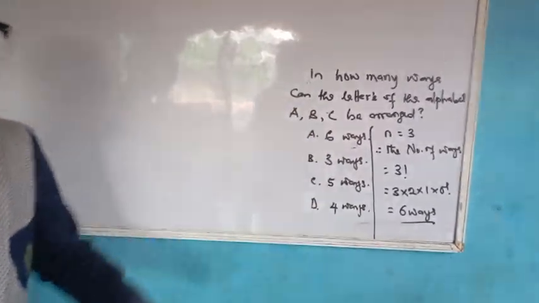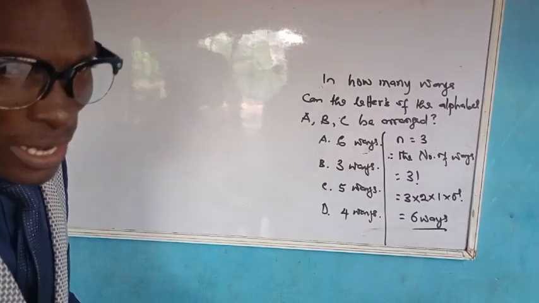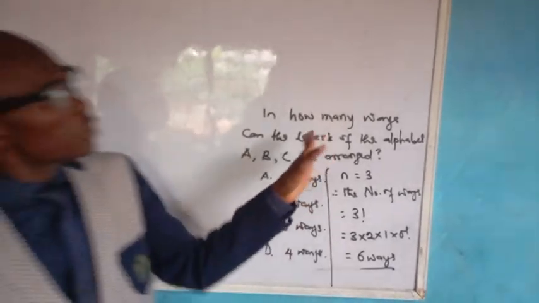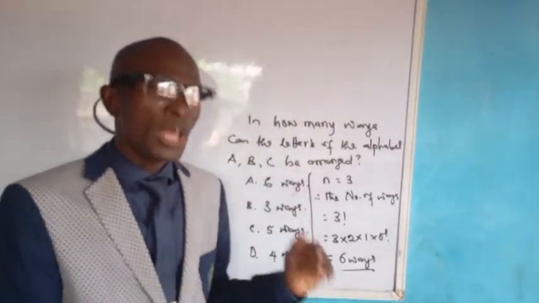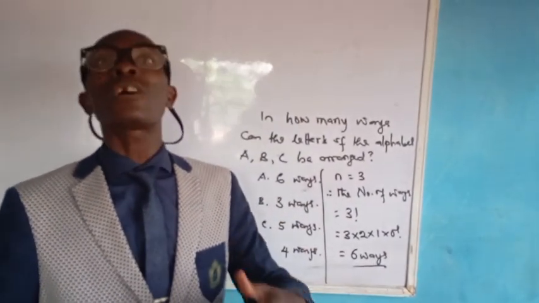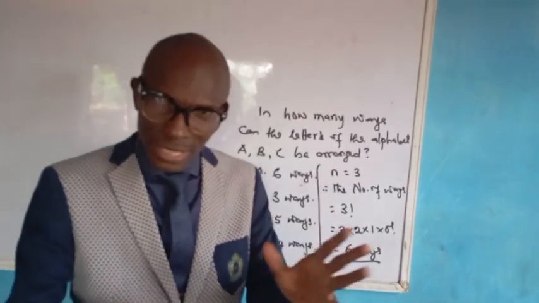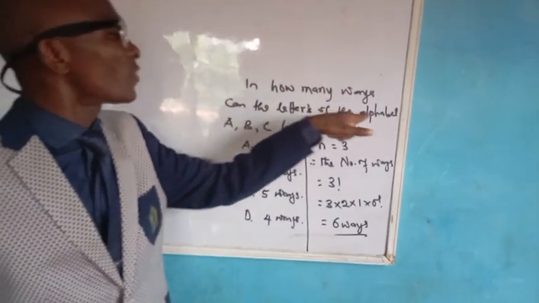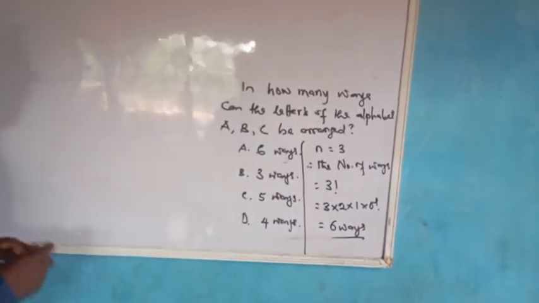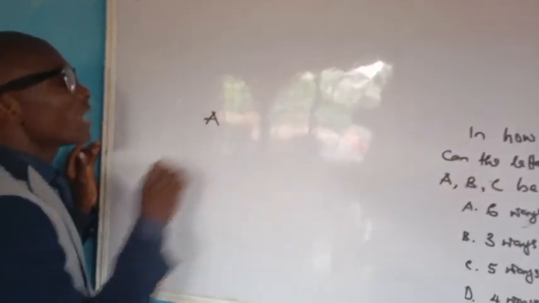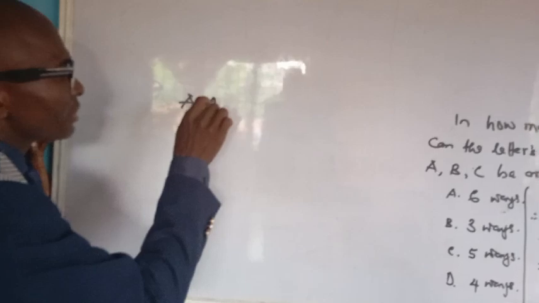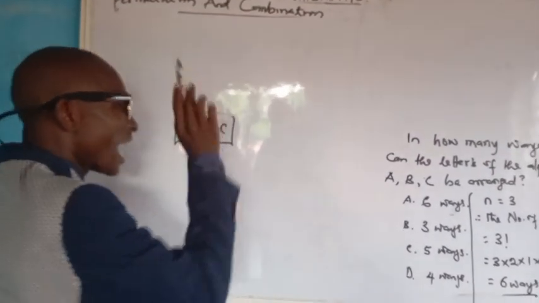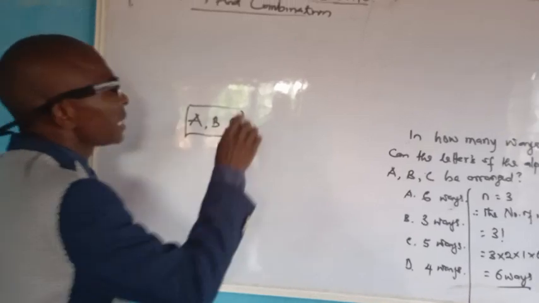In another way round, they can still give you a question like the one I just explained. If I want to thoroughly explain it, there are other ways I can explain it. Look at me. When they ask you, in how many ways can the letters of the alphabet A, B, C be arranged? We have the alphabet A, we have B, we have C. Now, how many ways can these letters be arranged? Let's look at it.